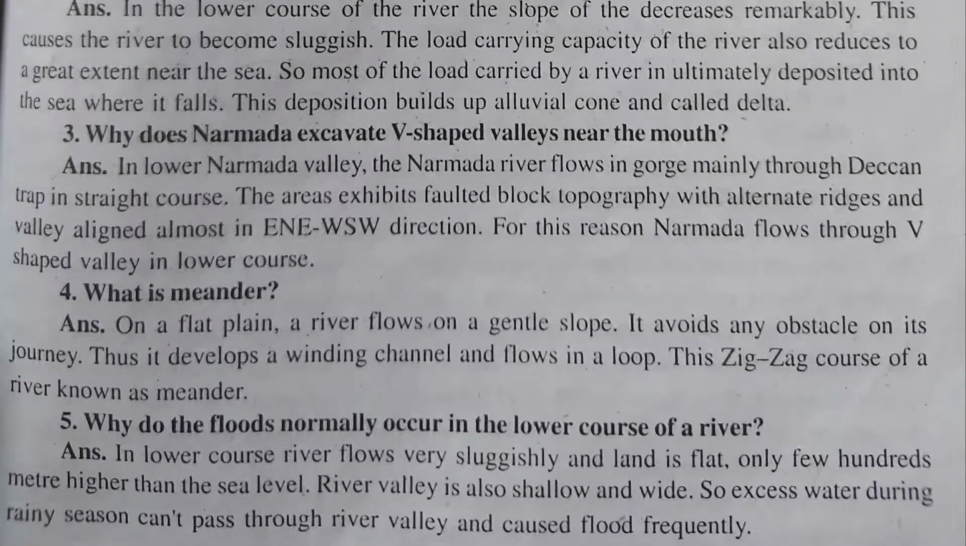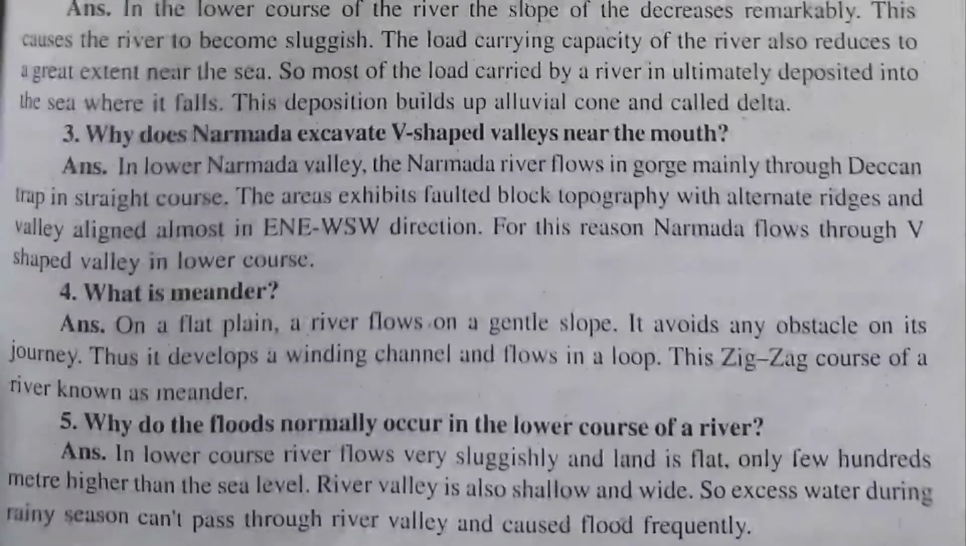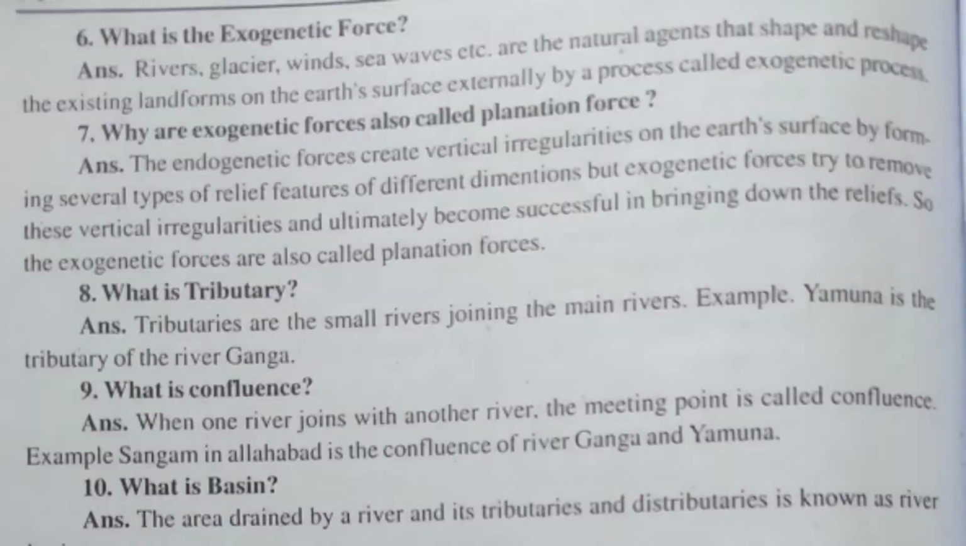Next question is why do the floods normally occur in the lower course of a river? In the lower course, the river flows very sluggishly and the land is flat, only a few hundred meters higher than the sea level. The river valley is also shallow and wide, so excess water during rainy season cannot pass through the river valley and causes floods frequently.